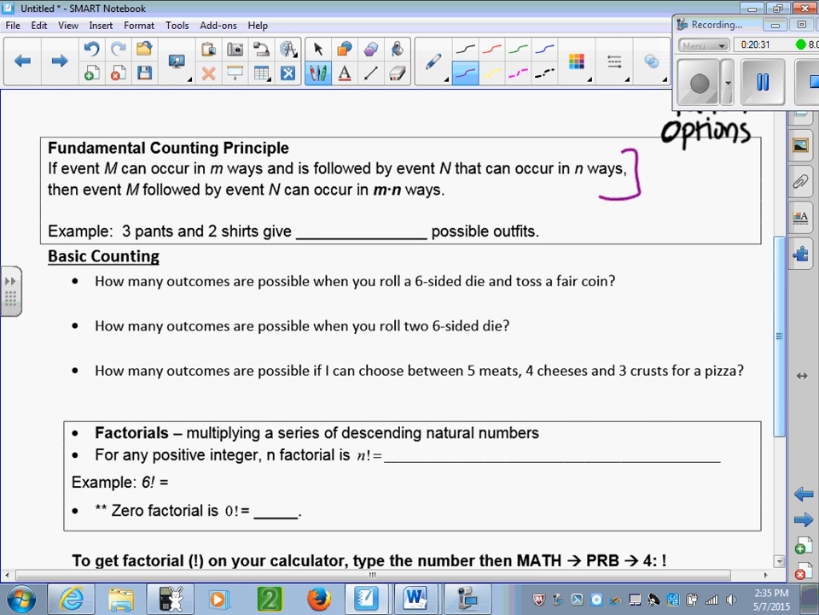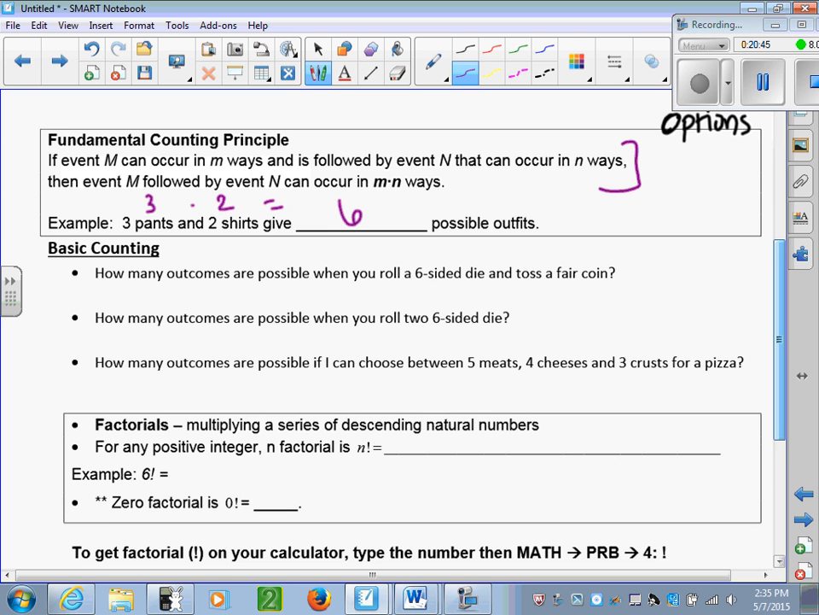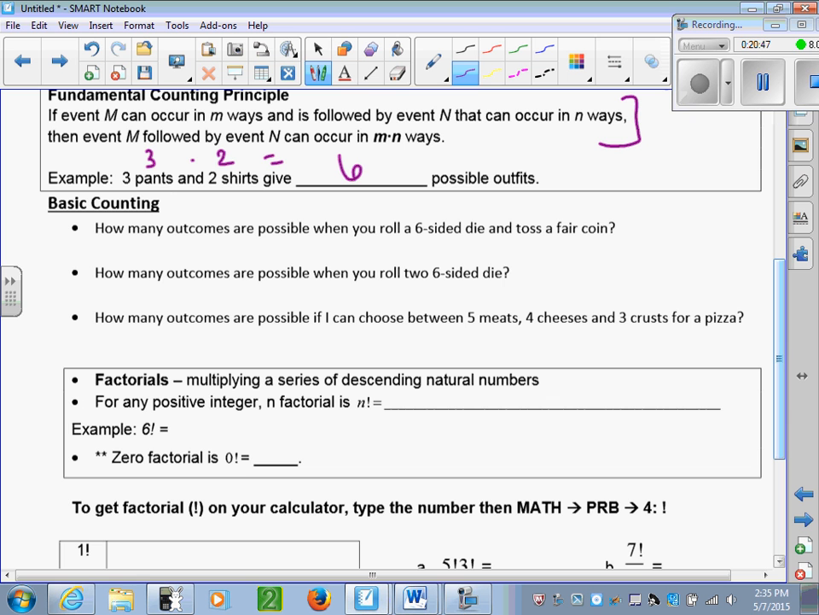Example again, different example. If I have 3 pants and 2 shirts, how many outfits do I have? Well, 3 times 2 gives me 6 possible outfits. Okay. Again, another one. How many outcomes? That keyword, how many, I'm going to be multiplying the options by each other. How many outcomes are possible when you roll a 6-sided die and toss a fair coin? So there's 6 options here. When I toss a coin, there are 2 options. Multiply them by each other, 12 possible outcomes.